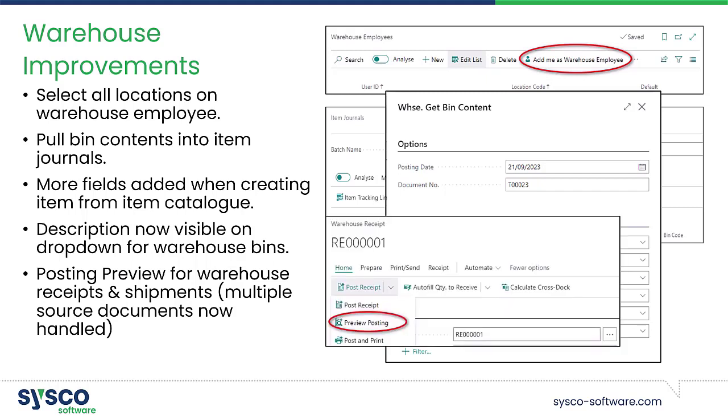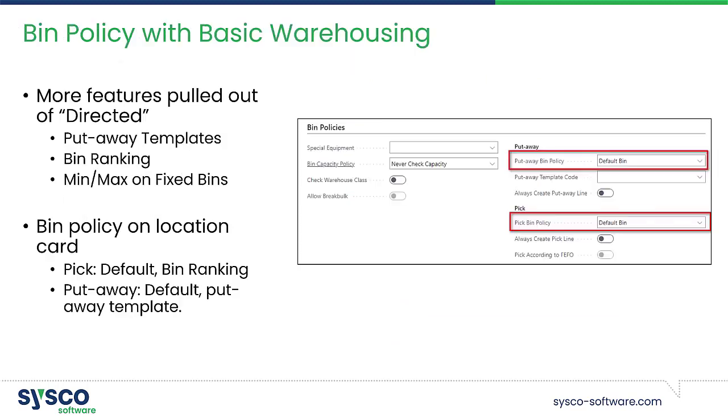So more other enhancements then are where, whenever you're creating an item from your item catalogue, there are more fields added, which will make it easier. Your description is now visible on the drop down whenever you're looking at warehouse bins, and the posting preview for warehouse shipments and receipts will now handle multiple source documents.